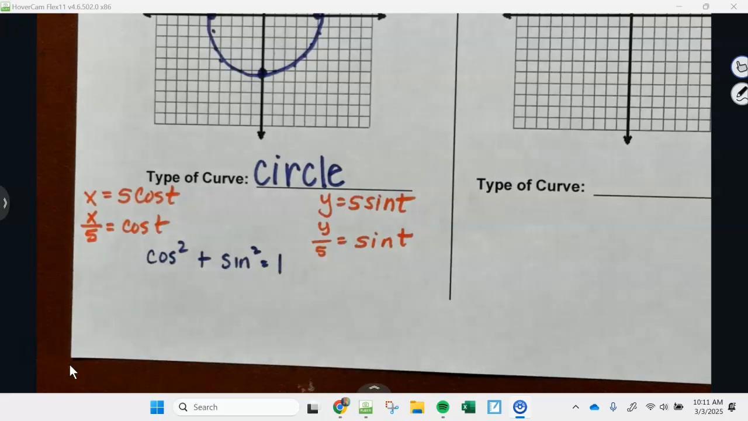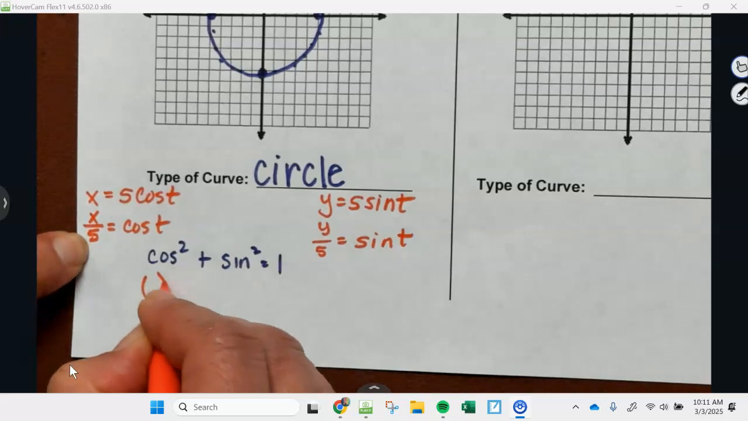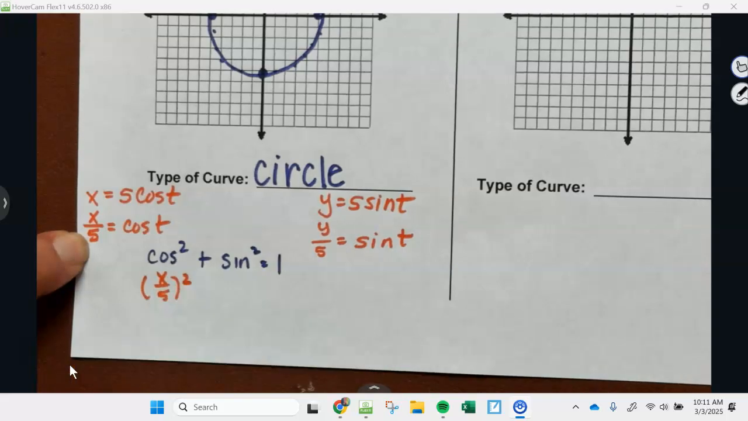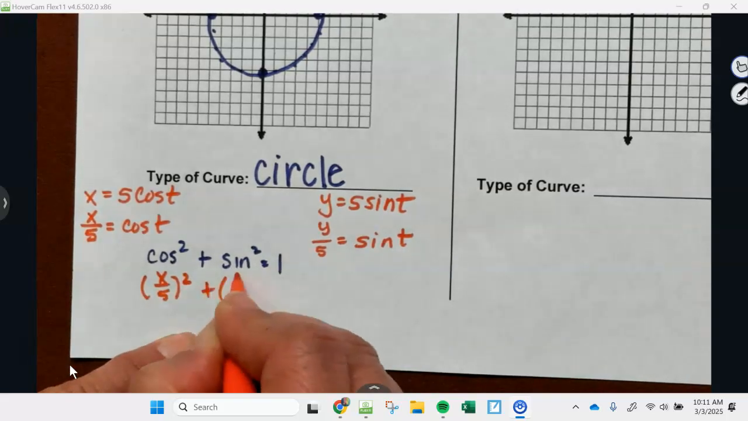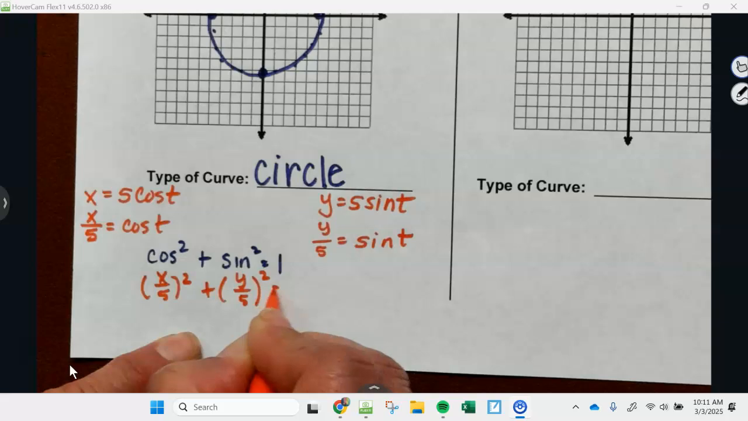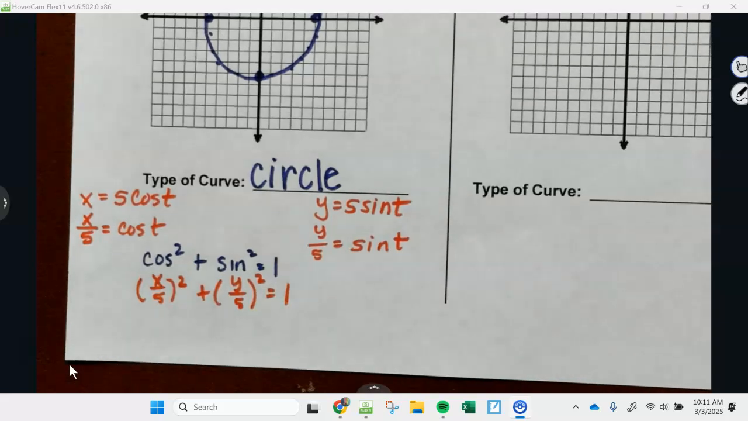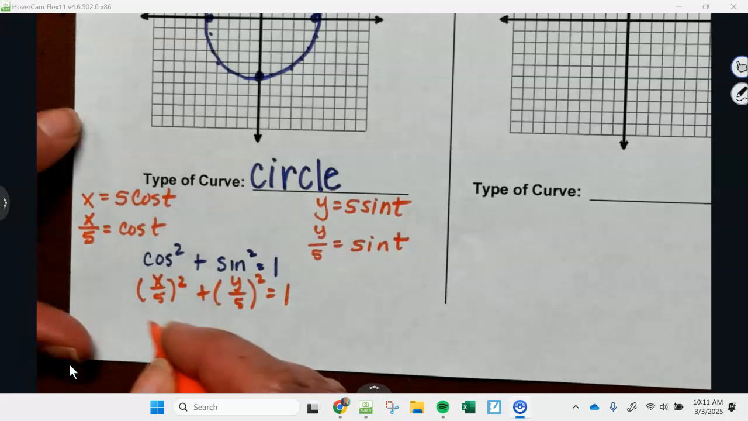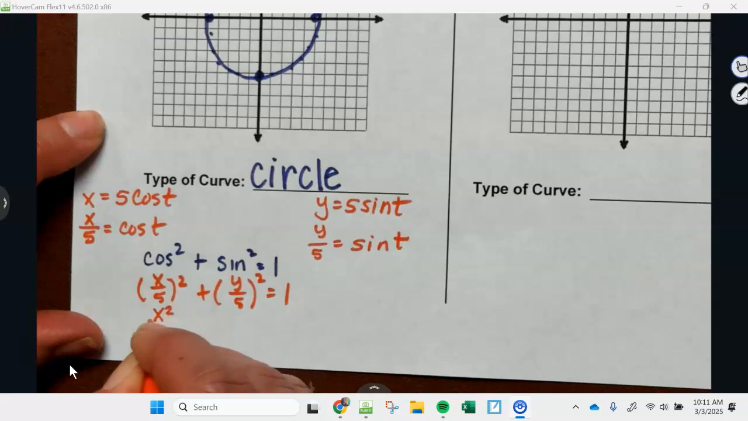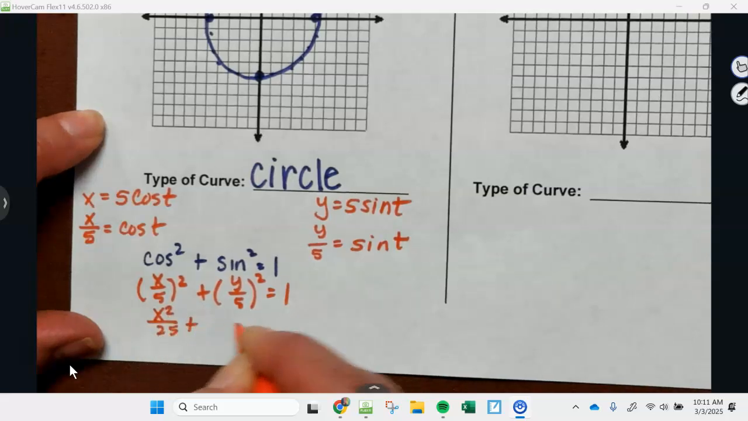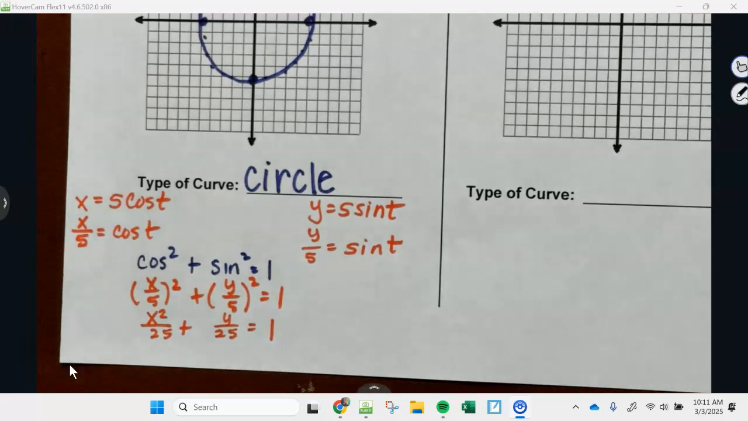All right, so here's what we're going to do. We're just going to plug in the values. I know what cosine is. I just need to square it. So I'm going to write x over 5 squared plus y over 5 squared, and that equals 1. And I can go ahead and square this stuff. Remember, when you square fractions, you square the top separate from the bottom. So this is going to be x squared over 25 plus y squared over 25 equals 1.